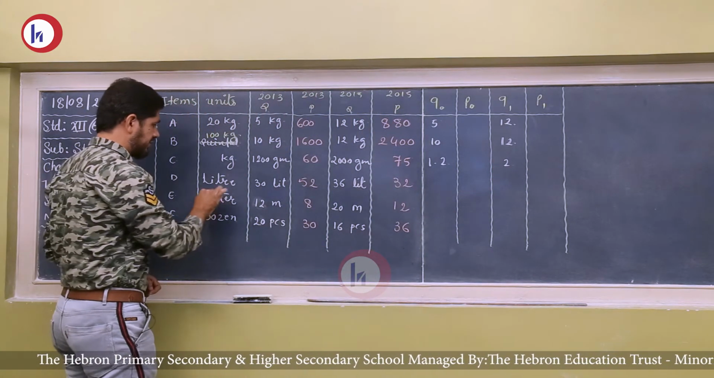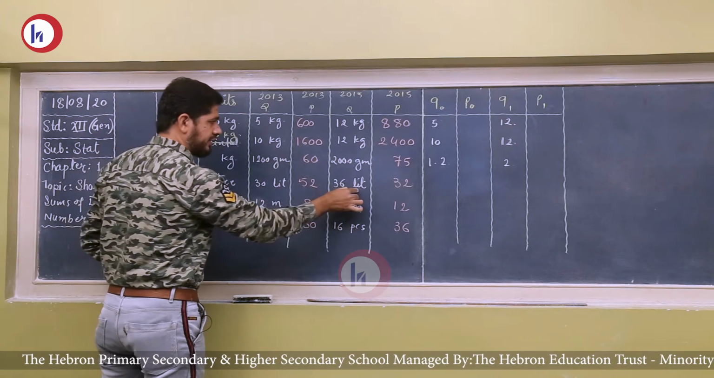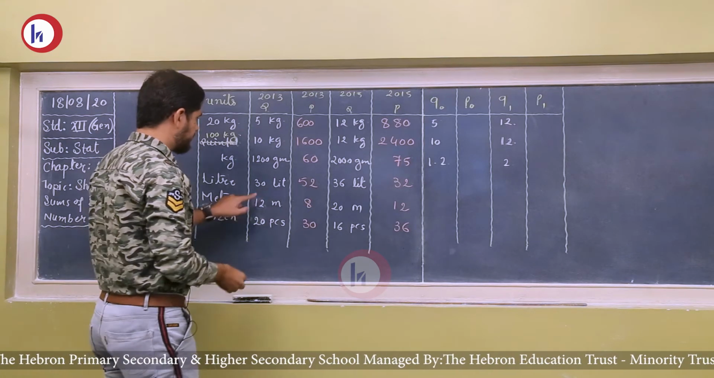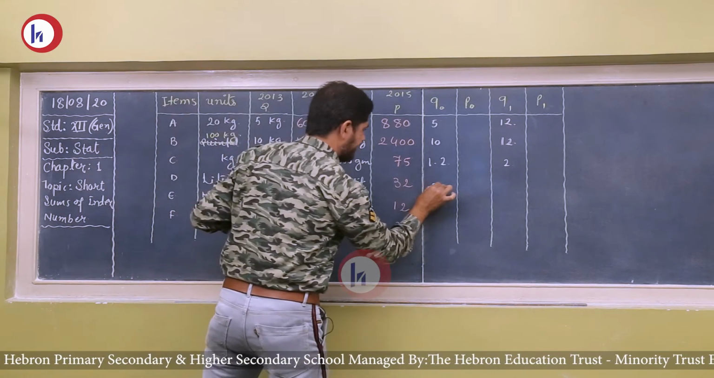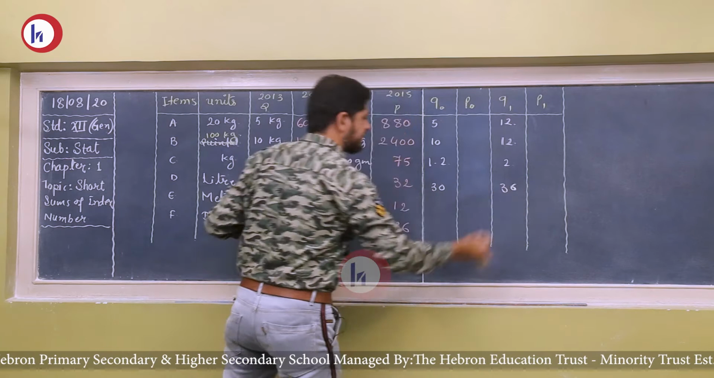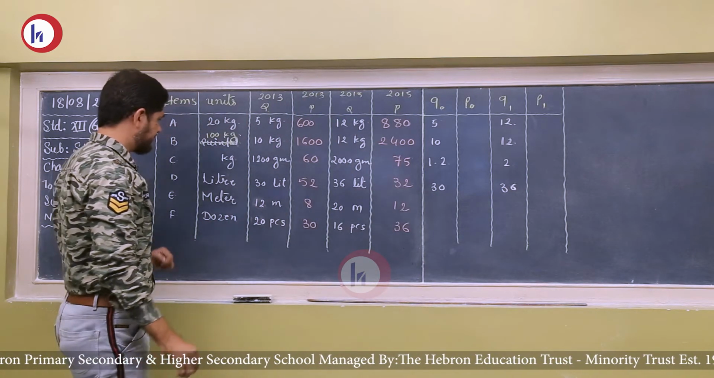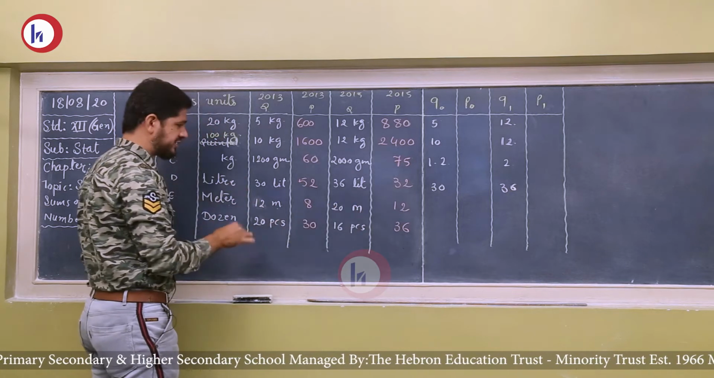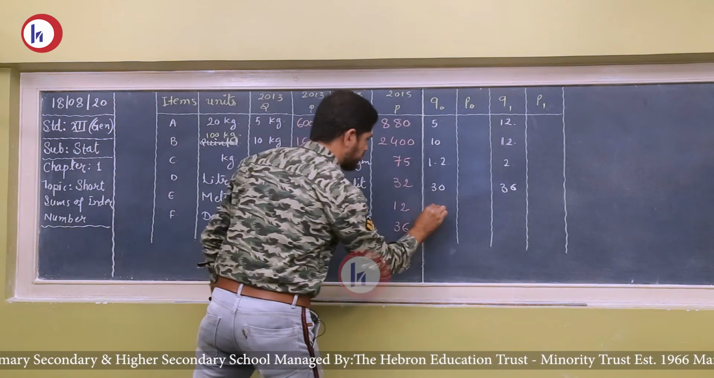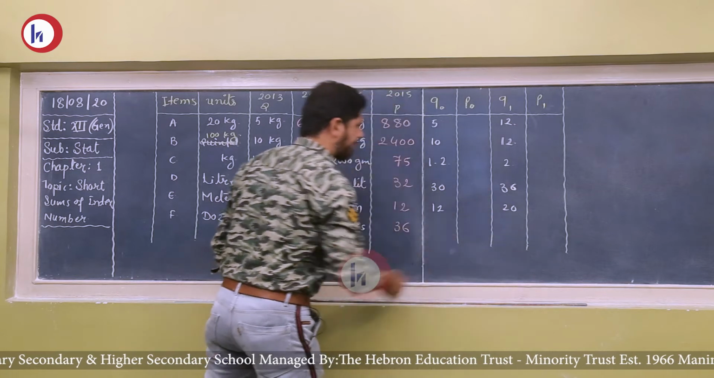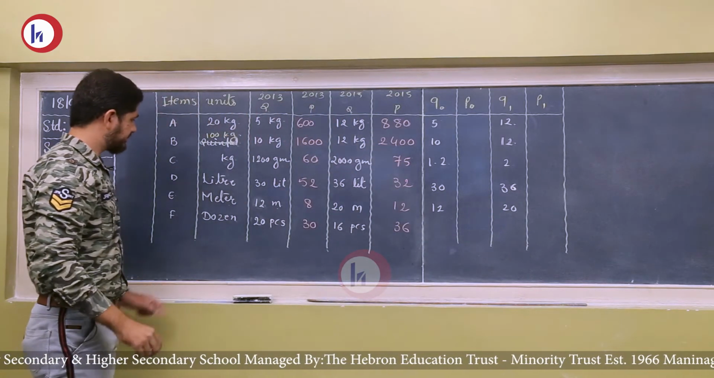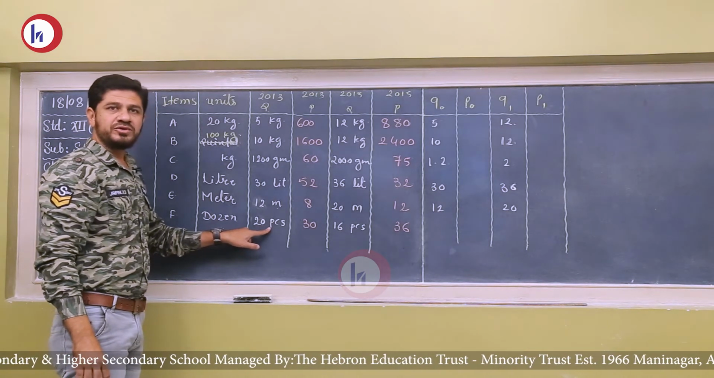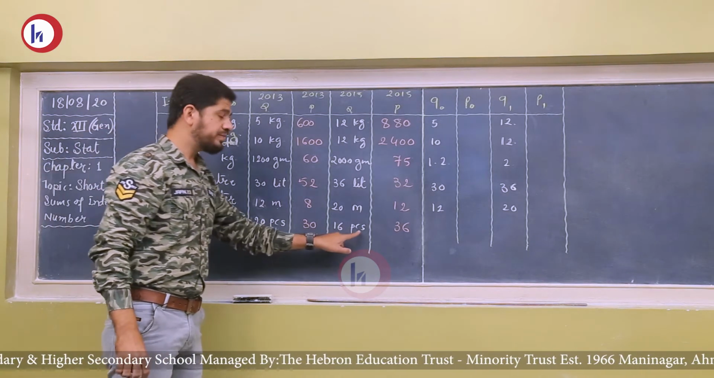Now next one, liter, liter, liter. The units are same, so we will just copy the value 30 and 36. Next one, meter, meter, meter. No need to change the value, just copy the value. So 12 and 20. Finally, it is given in dozen, but right now in quantity column it is in pieces.